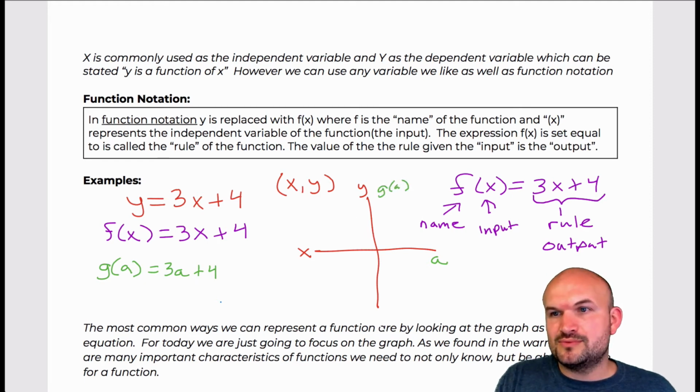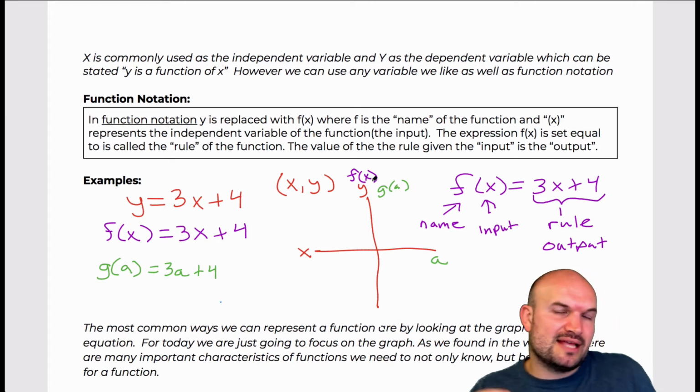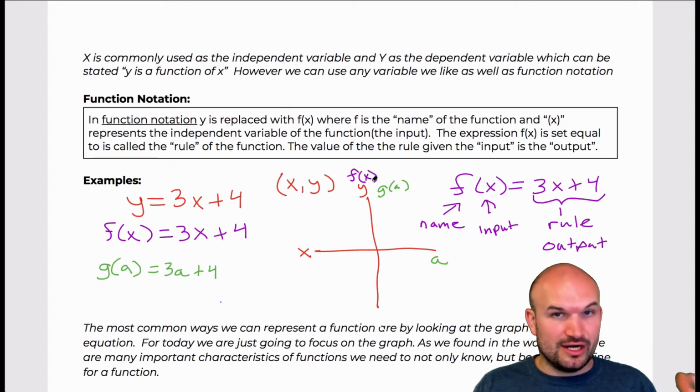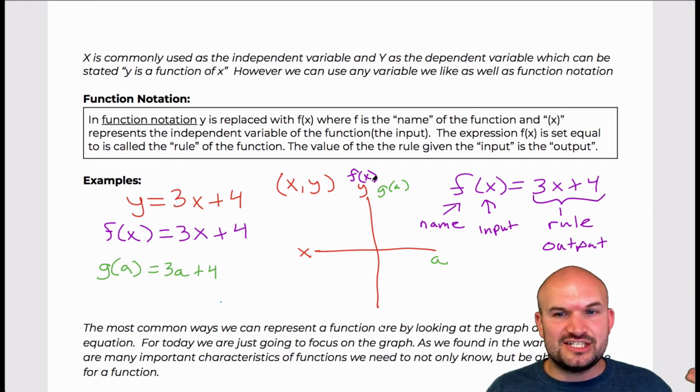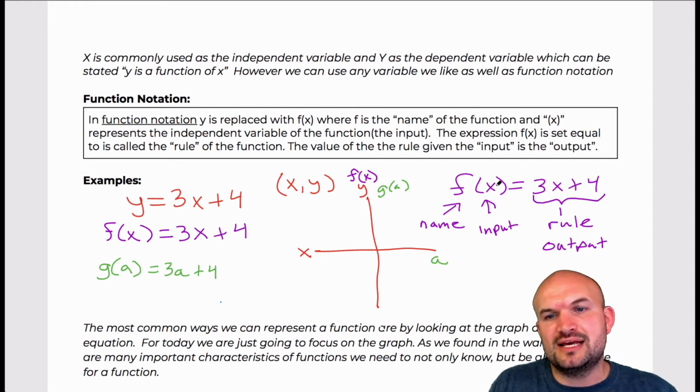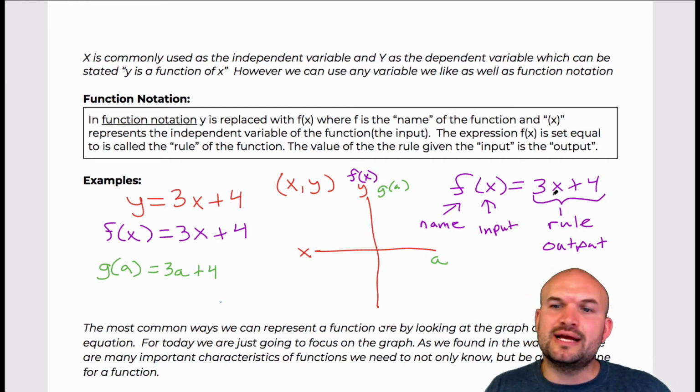And I forgot to do this one for the purple. When we replace y with f of x, we just use the y-axis as our f of x axis. They all represent the same area and location of the graph. It's just different notation. And again, we would say f of x equals 3x plus 4, and that's your input value.